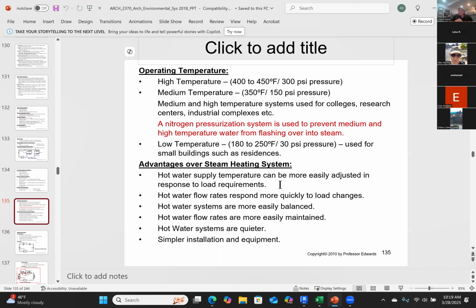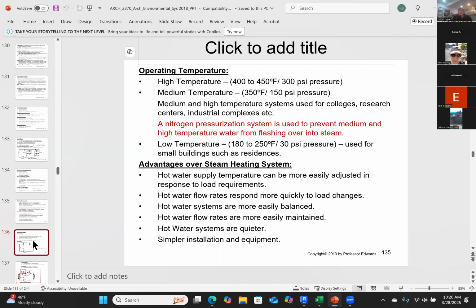We can control the flow rate easier. We can maintain a specific flow rate. Hot water systems are also quieter. We don't really hear anything in a hot water system. And it's a simpler installation, and the equipment is less demanding or expensive. So let's take a look at this.